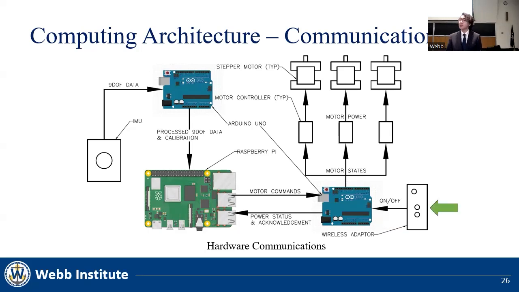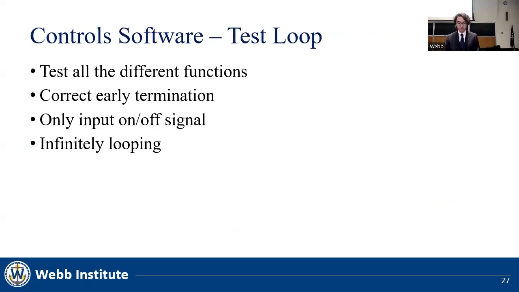This wireless on-off signal is the means by which we are able to communicate with the glider while the hull is sealed for testing. To be able to test all the different functions of the glider with only one on-off input, a sophisticated testing loop was developed. Logic in the Raspberry Pi was coded to ensure that we could put the glider in the water and not have to disassemble it between different tests.